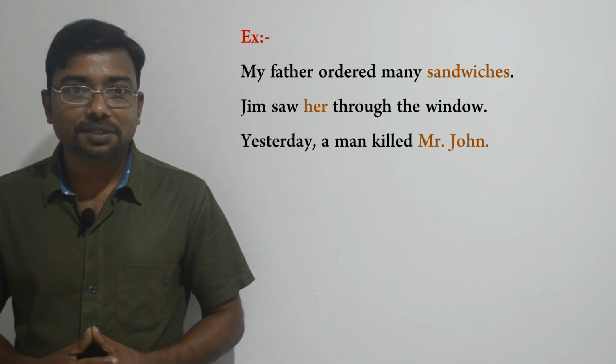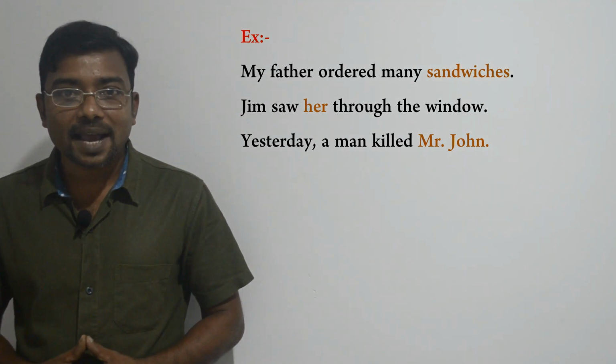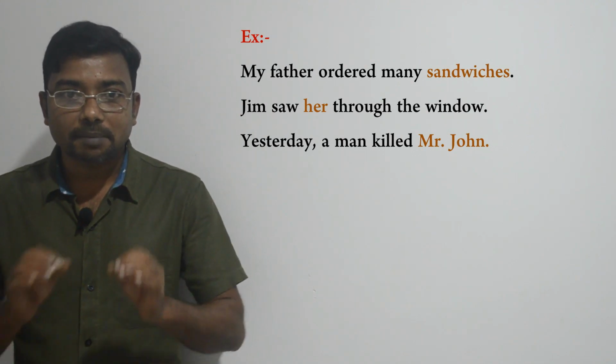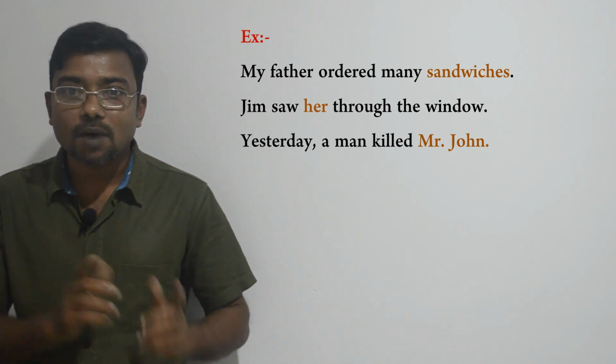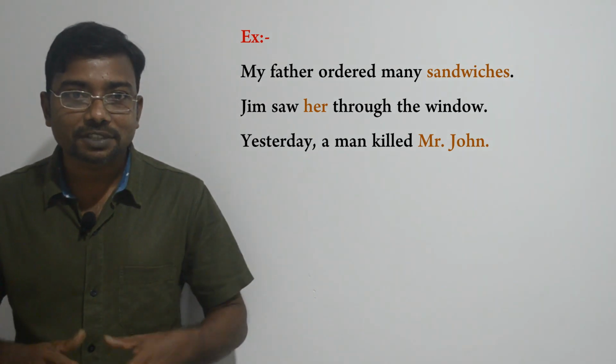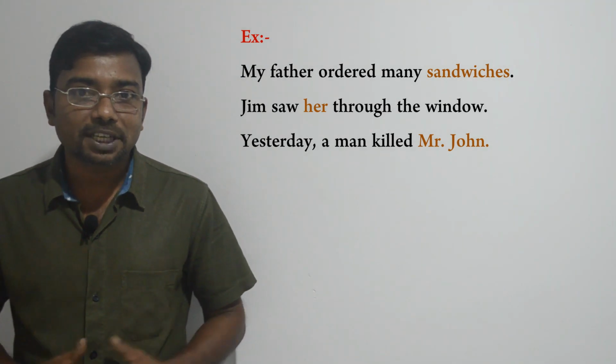Look at this example. My father ordered many sandwiches. Jim saw her through the window. Yesterday, a man killed Mr. John. Okay, before going to explain these examples, remember, to identify the object, we can ask a what or whom question. Let's figure out what the elements of these given examples are. Look at the first example. My father ordered many sandwiches.